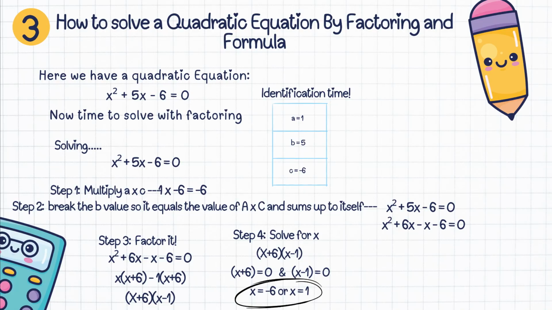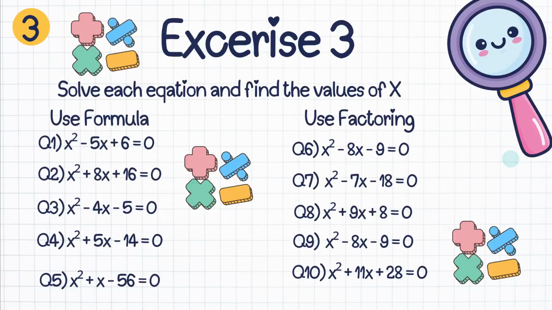So now we have to solve for x. We got two equations, x plus 6 equals 0 and x minus 1 equals 0. So we solve normally: subtract 6 from both sides, x equals negative 6, or add 1 on both sides, x equals 1. More exercise time, guys.